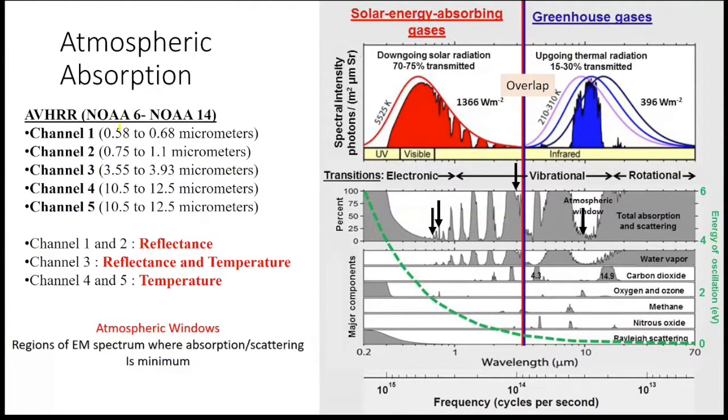So for example, 0.58 to 0.68 micron, where the satellite senses radiation, is in an atmospheric window. There's a little bit of absorption by ozone, but for primary purposes, it's an atmospheric window, which means there's no interference from water vapor and carbon dioxide. So you can see the surface of the Earth much better. So that is what is called an atmospheric window.